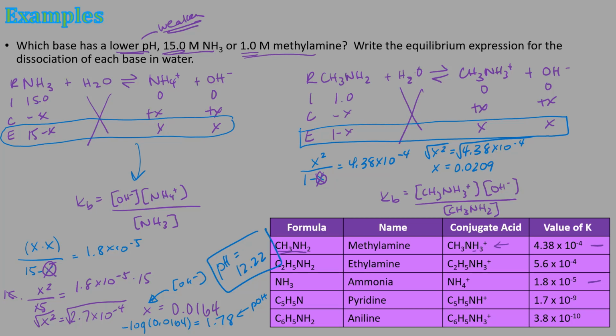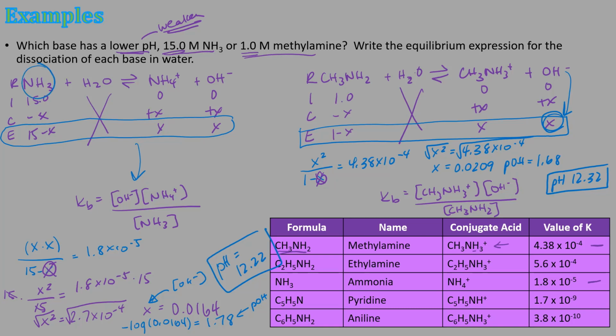And remember, the x is hydroxide. So if I take the negative log of that, I find that the pOH is equal to 1.68. And then subtracting from 14, my pH is 12.32. Okay, which base has a lower pH? And that's going to be ammonia.